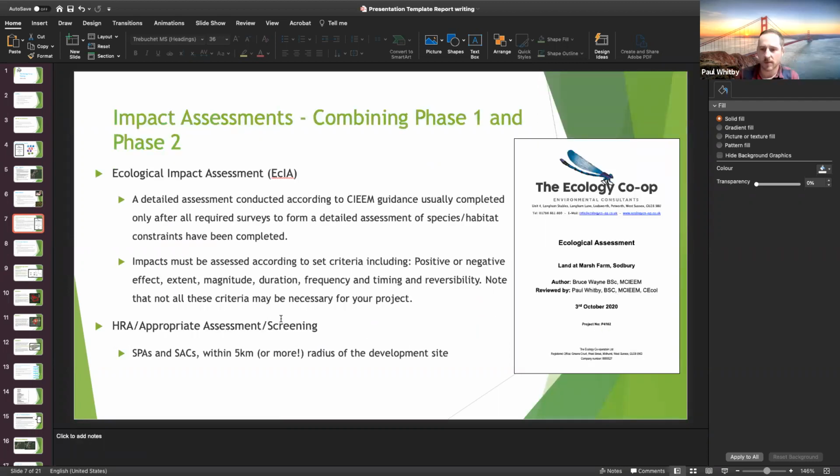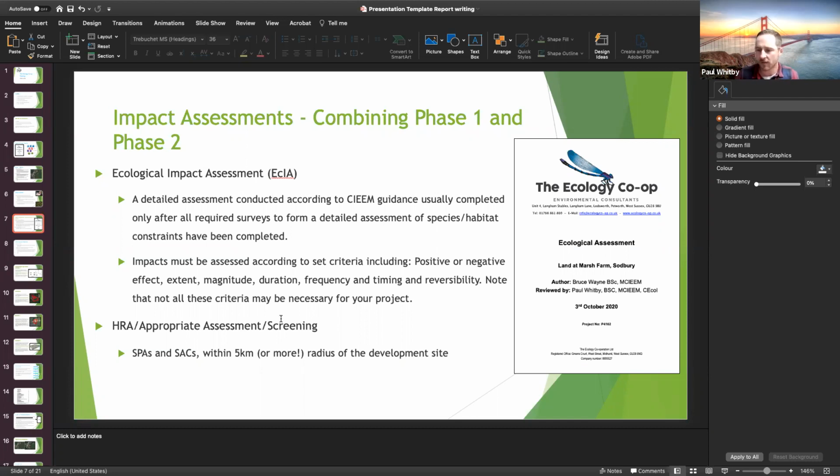So impact assessments, which are pulling together the information you've gathered from your phase one and phase two reports. Your ECIA, which is conducted according to the CIEEM guidance, already mentioned, and is completed only after all of your survey information has been compiled and completed and analysed. It forms a detailed assessment of all species and habitats constraints further to those surveys.